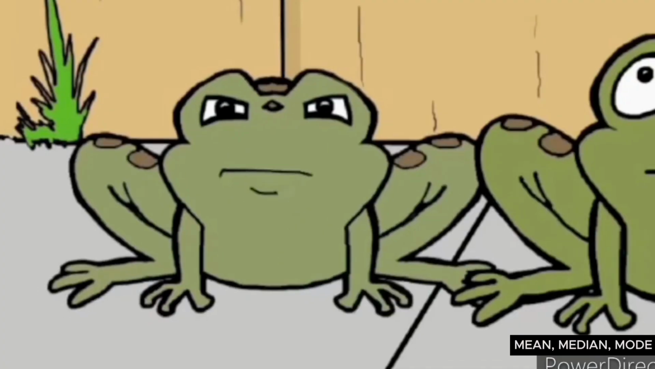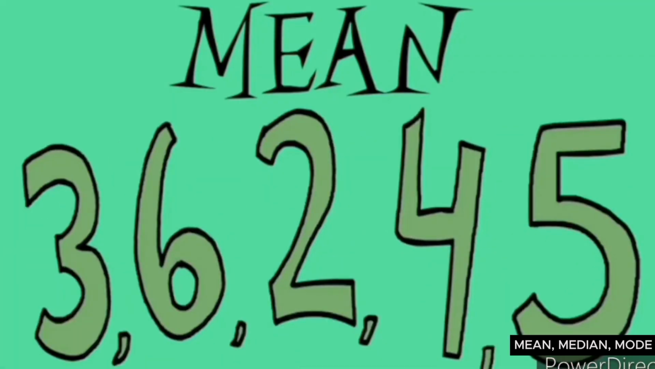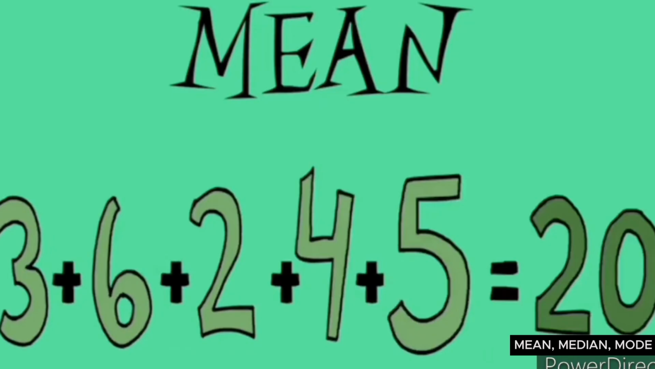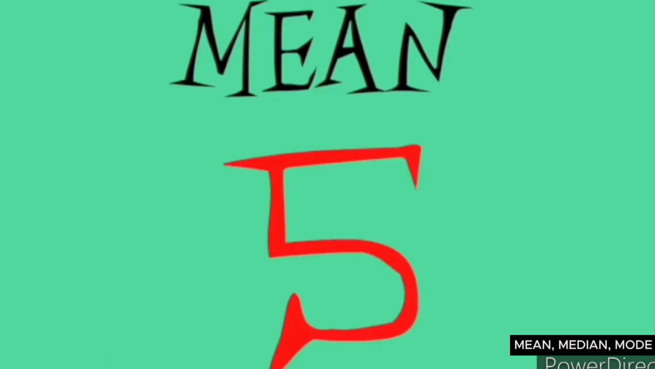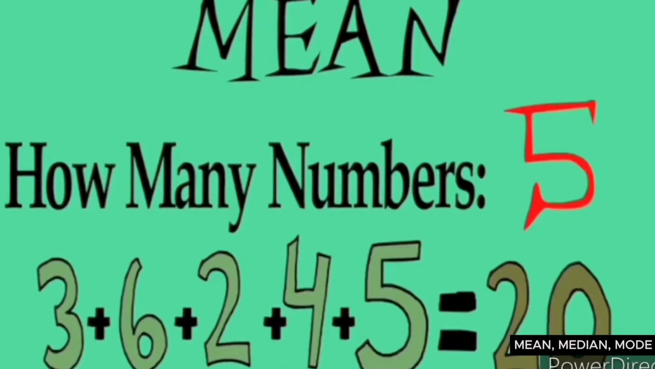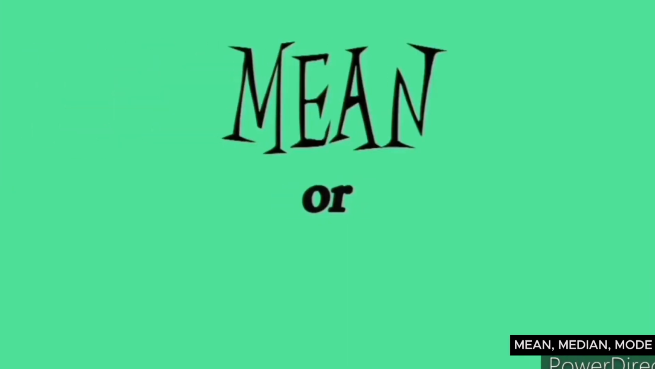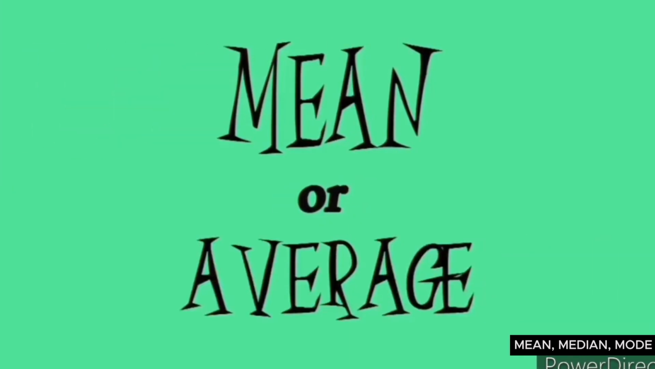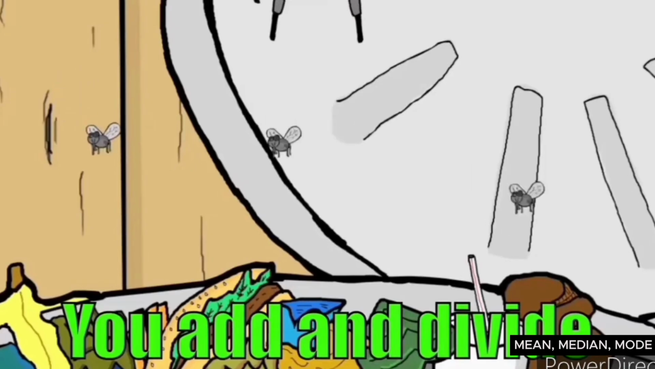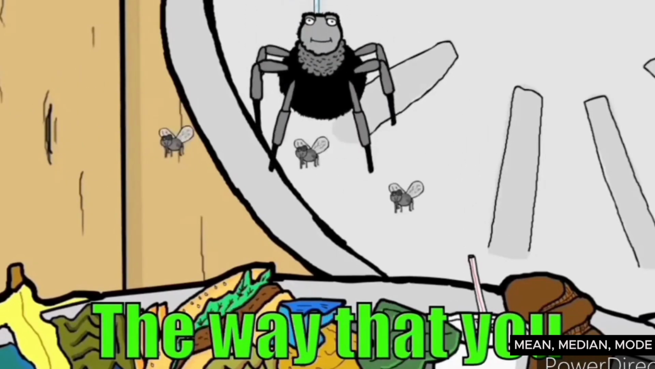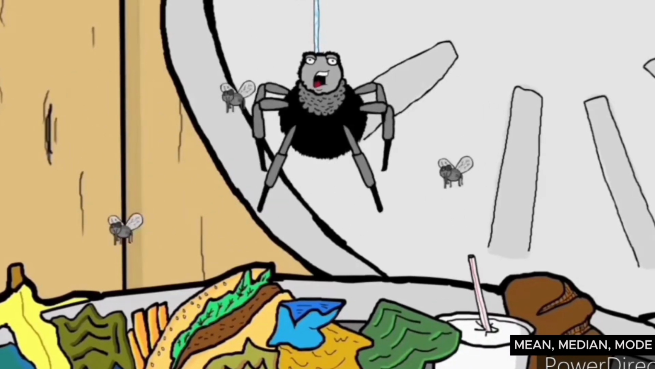I'm the mean toad. To get the mean, like me, take a set of numbers or data and add them up. Then you count how many numbers you got. After that, you divide the sum of the numbers by how many there are. That is the mean, or sometimes called average. So basically, you add and divide. The way that you get the mean is you add and divide.